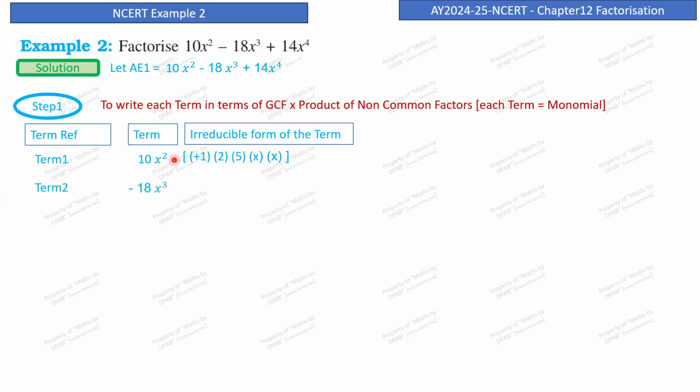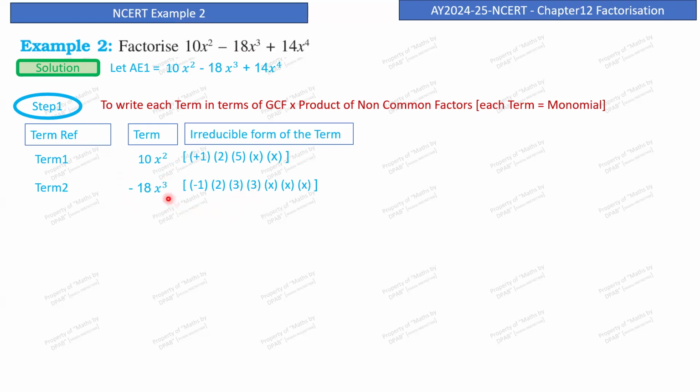Term 2 is minus 18x cubed. That's what we have written here. Since this particular term 2 has a negative value, we need to start this square bracket with -1. Then the numeral part 18, the prime factor form of 18 is 2 into 3 into 3.